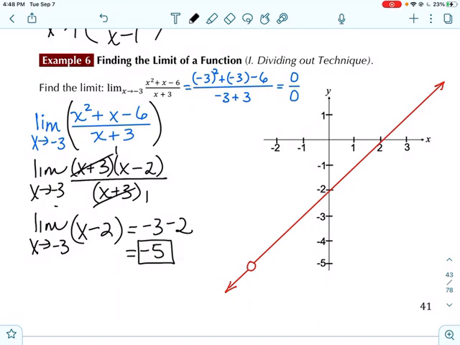And you can see on the graph that I had drawn here, there's a hole on the graph of x minus 2. This is just the graph of y equals x minus 2 with the stipulation that there is a hole in the graph at negative 3, negative 5. Okay, so the limit is negative 5, and you can see it as you're approaching from the right and the left.